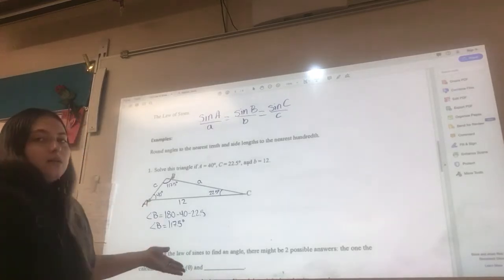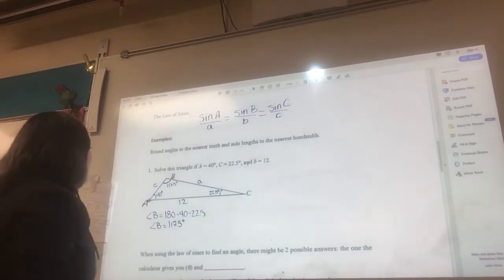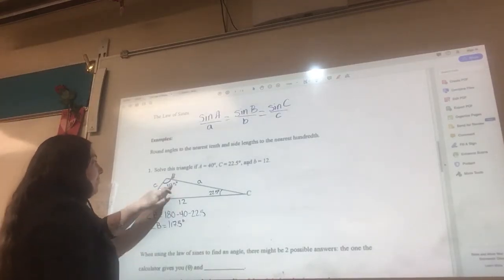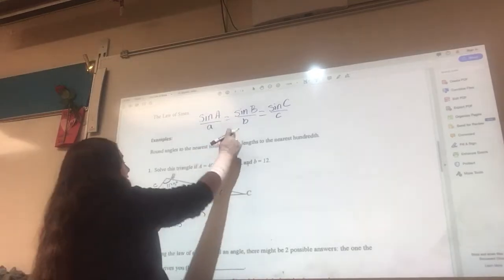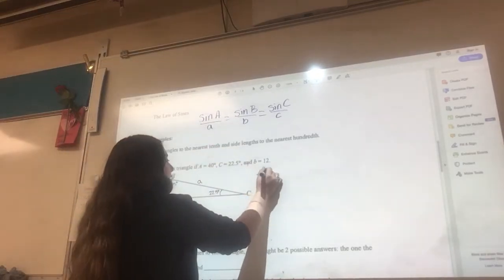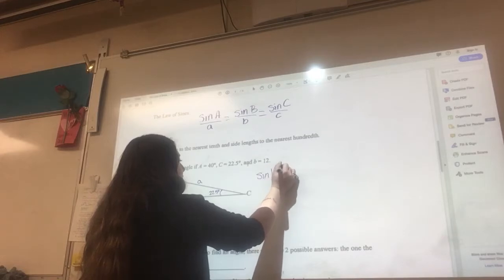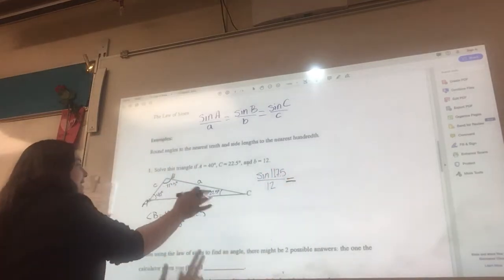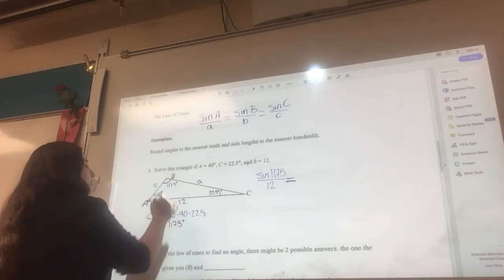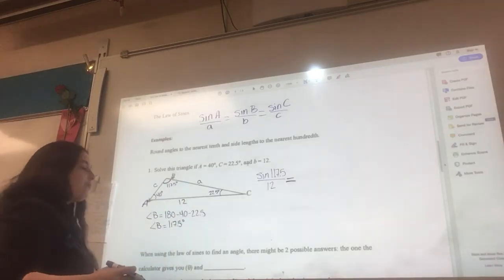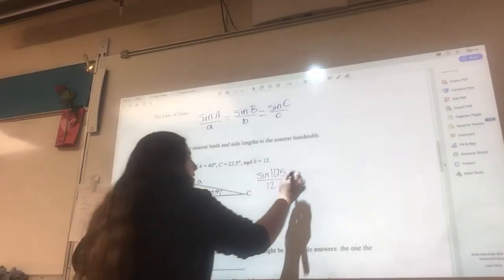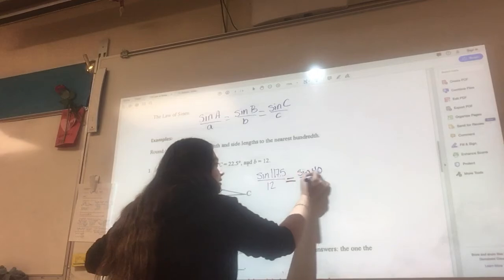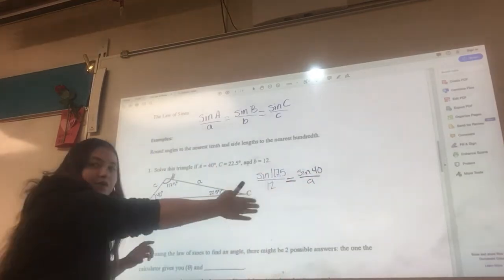So I want to start solving for a. Let's go a. I like a. So now that I know an angle and a side that correspond to each other, I can say that sine of 117.5 over 12 has to equal anything else to help us find missing variables. So I'm going to go with a. So it is sine of 40 over our unknown little a. We just set up a proportion.